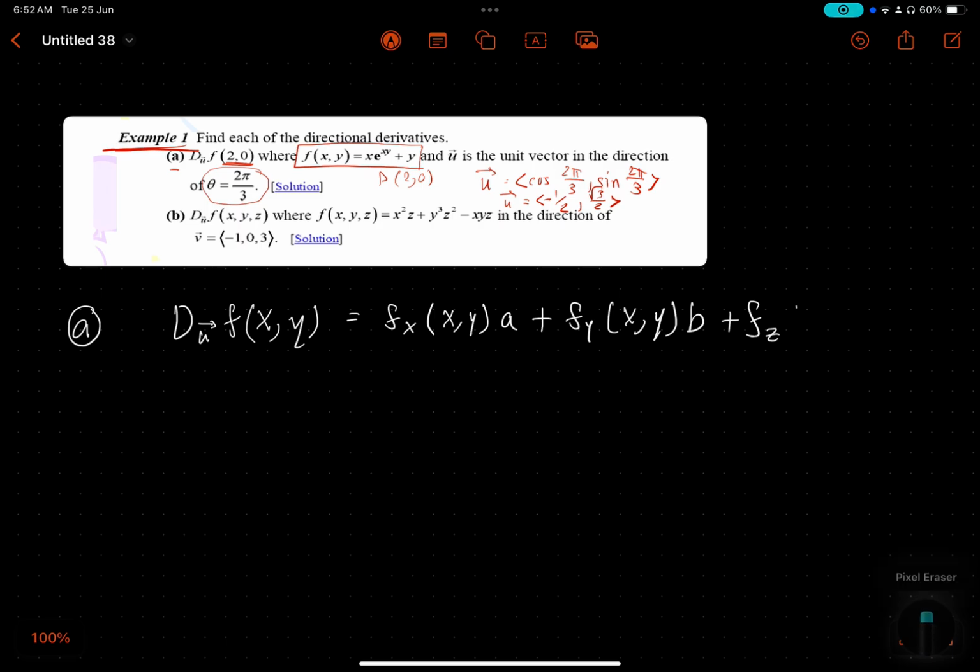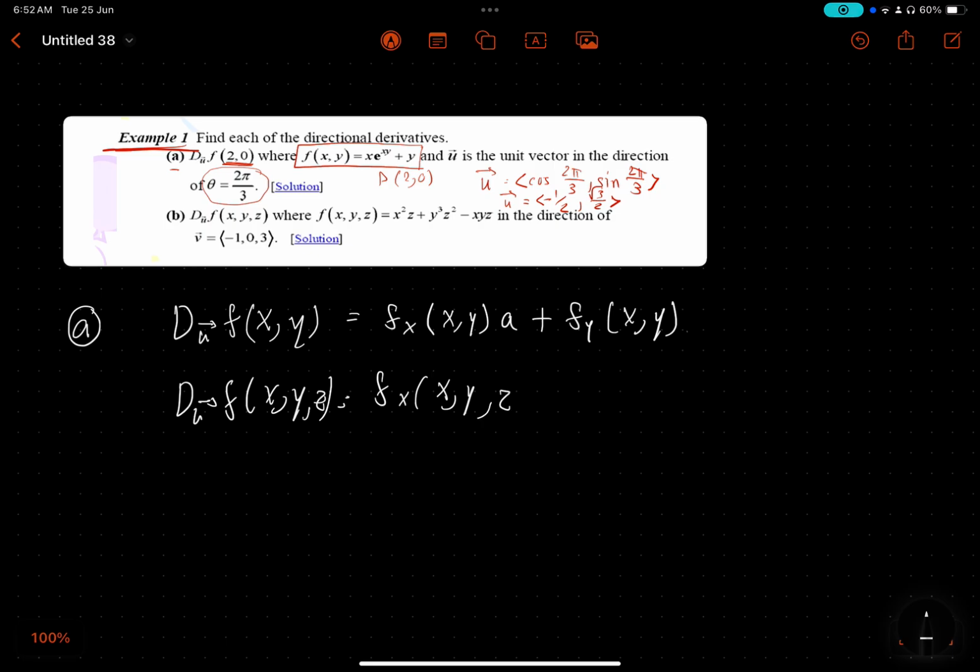Also, if we have z, it's going to be f_z. Of course, we need to have three variables. So if we have three variables, we're going to add a term, the partial derivative of f with respect to z. And if we have four variables, we're going to add also the partial derivative of the fourth variable. If we have five variables, we're going to add the partial derivative for that, and so on. So this is how we do it. Now let's solve our question.